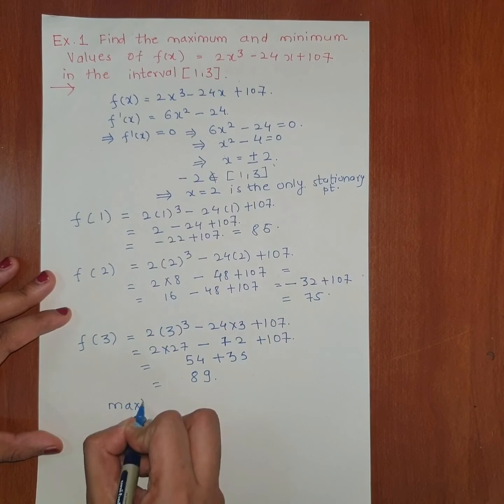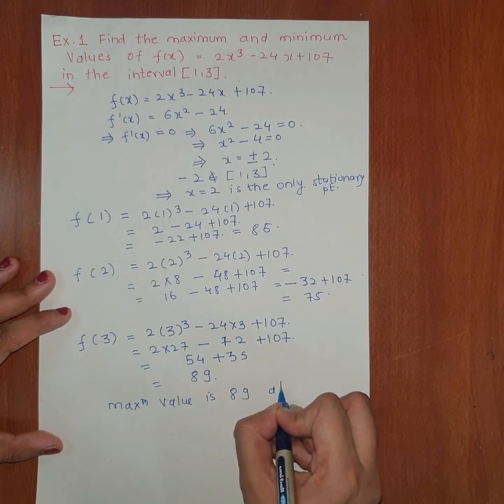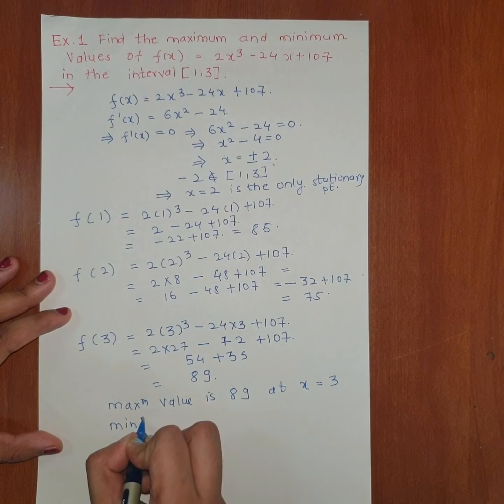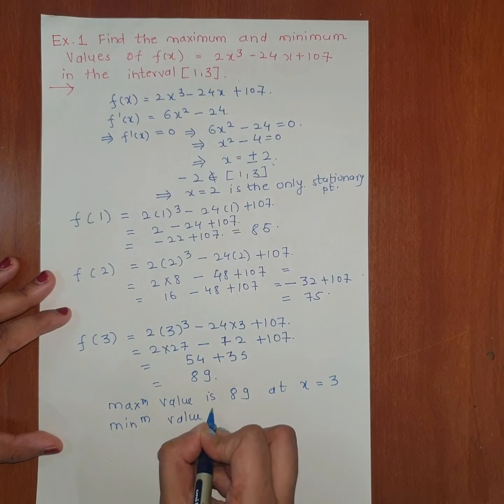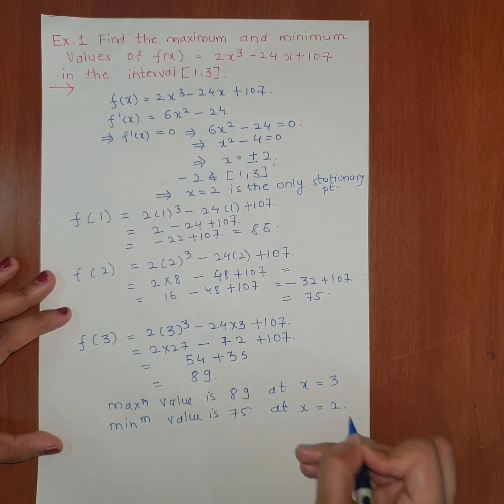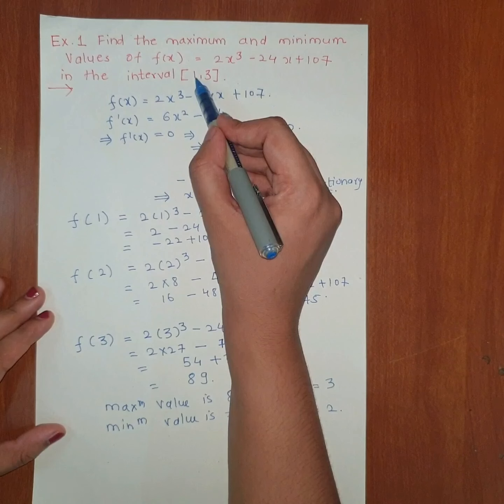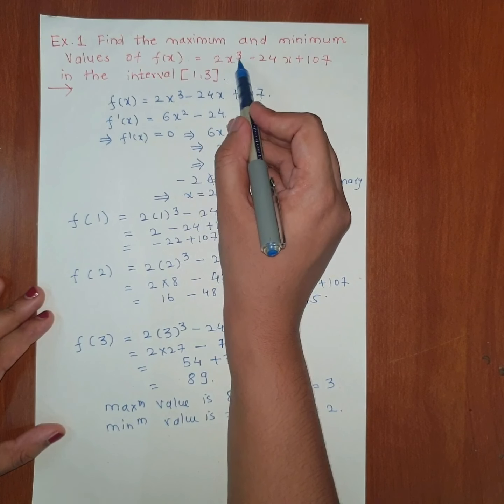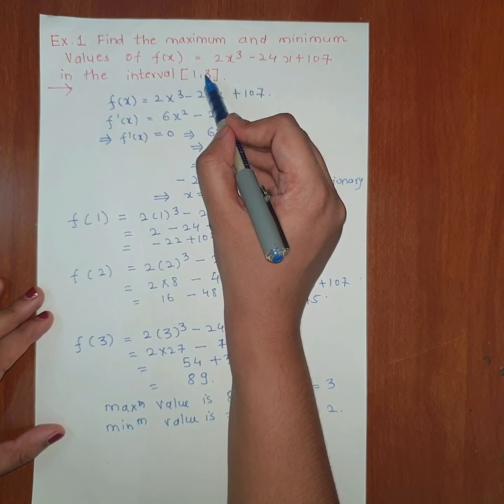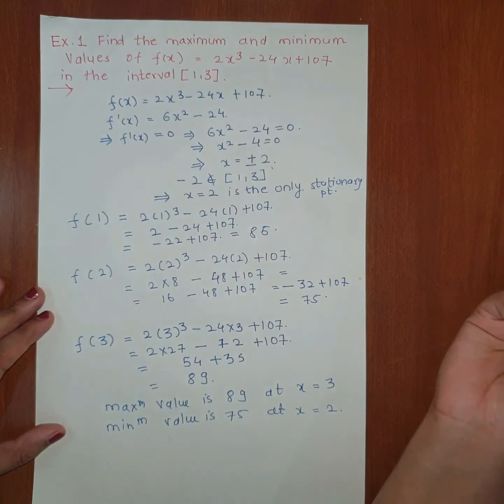So the absolute maximum value is 89 at x equal to 3, and we get the absolute minimum value, which is 75 at x equal to 2. So we should not have any confusion that at x equal to 1 only we can get the minimum value of a function, or at x equal to 3 we can get the maximum value of a function. So in between the interval we can get the maximum or minimum value of a function.